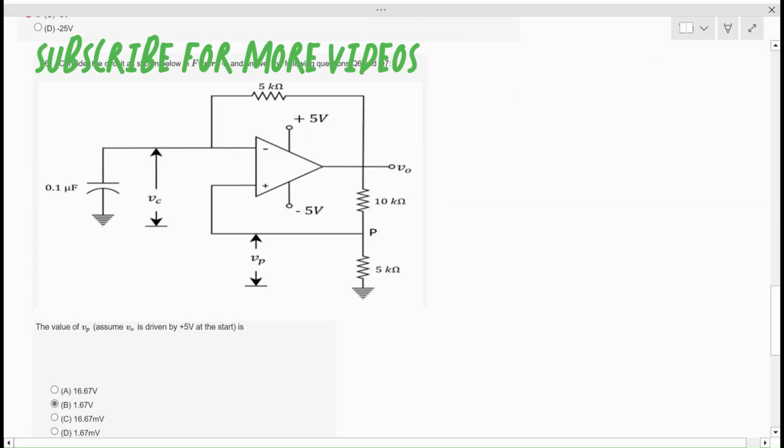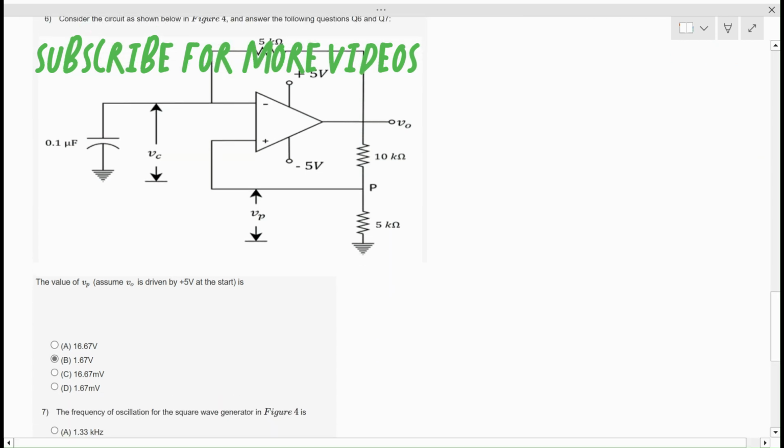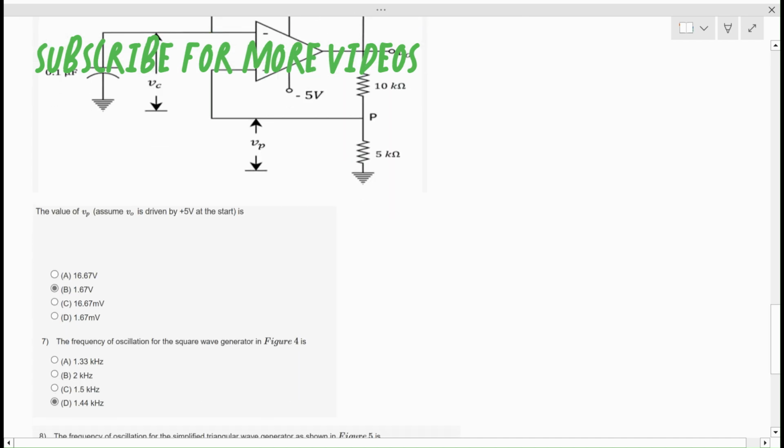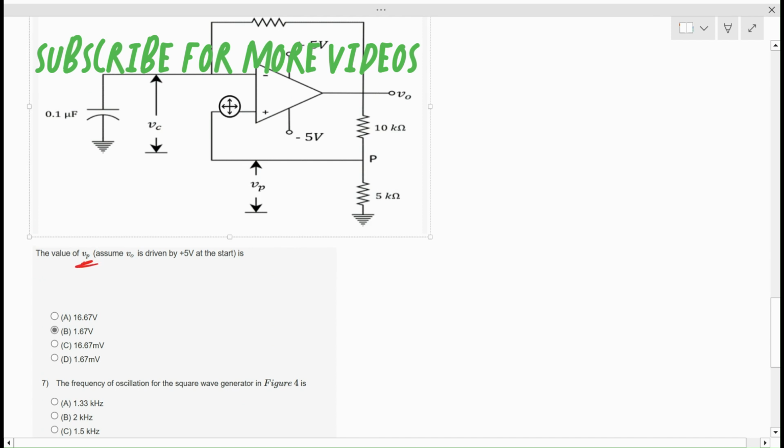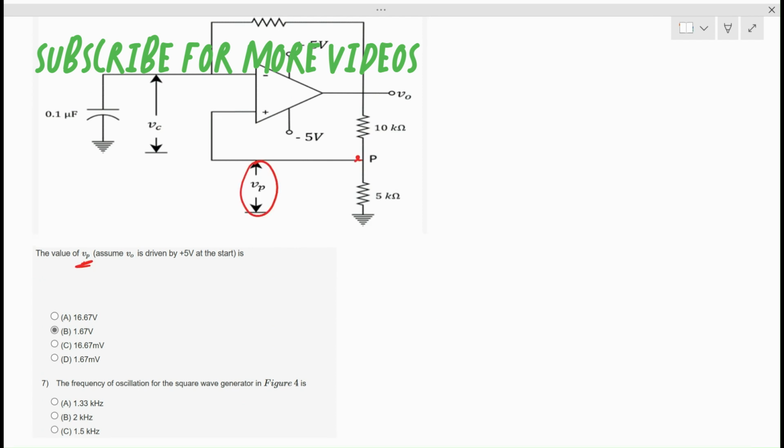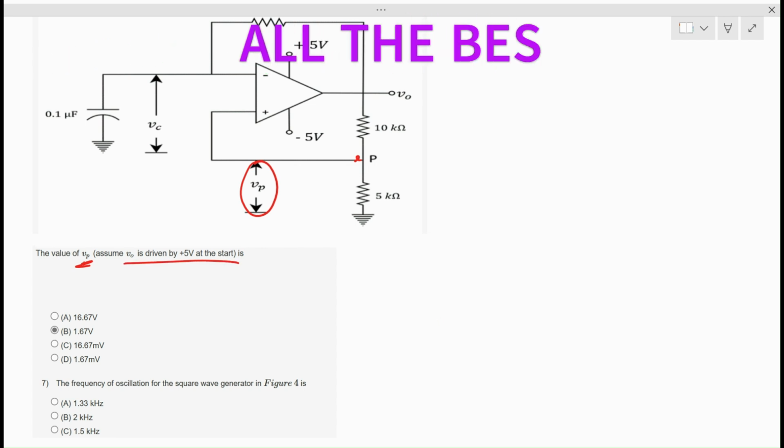The next question, question number 6. Consider the circuit as shown in the figure and answer the following questions 6 and 7. Here it is a square wave generator. The circuit will generate the square wave. Here the first question is the value of Vp, the voltage at this point, by assuming V0 is driven to plus 5 volt at the start.